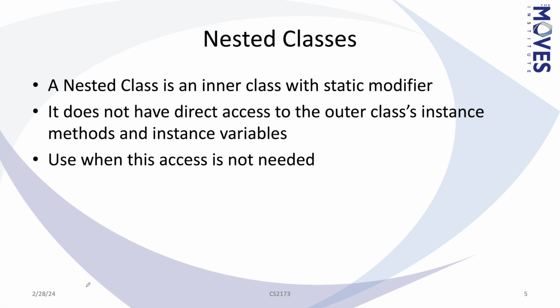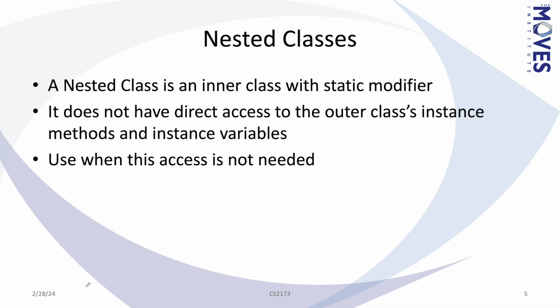Anyway, so now a nested class. The terminology is important to distinguish. An inner class is sort of an instance thing associated with it, but a nested class is an inner class that's defined with a static modifier. And the difference is this: in a nested class, because it's static, it does not have access to the outer class's instance methods and instance variables.